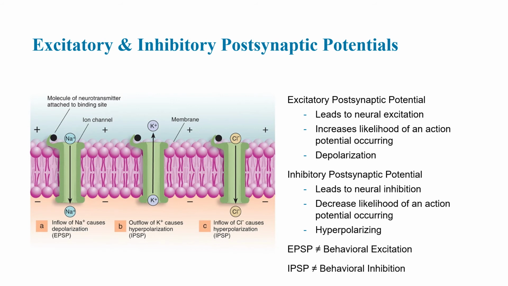I do have to point out, an excitatory postsynaptic potential does not mean behavioral excitation. It does not mean you're going to increase a behavior. It just means that neuron is going to fire. Some neurons actually fire to decrease behavior. Some neurons fire to increase behavior. Some neurons fire and have a zero change on actual behavior. So an excitatory postsynaptic potential doesn't mean behavioral excitation. It just means neural excitation. And the same is true for an inhibitory postsynaptic potential. It doesn't mean behavioral inhibition, it just means neural inhibition.